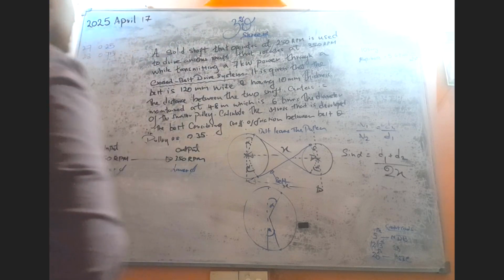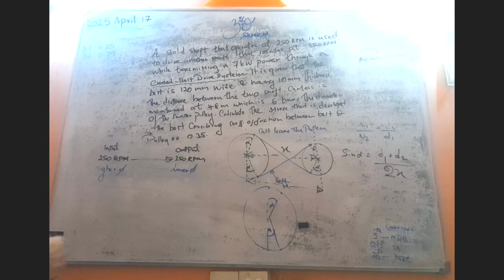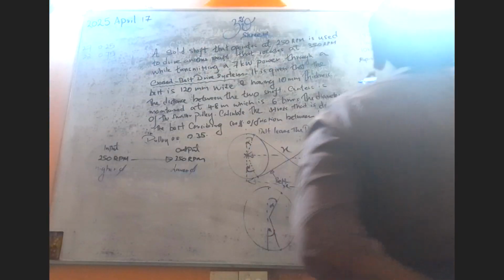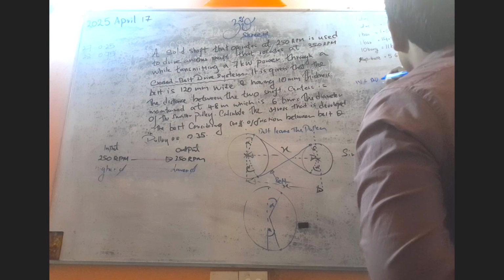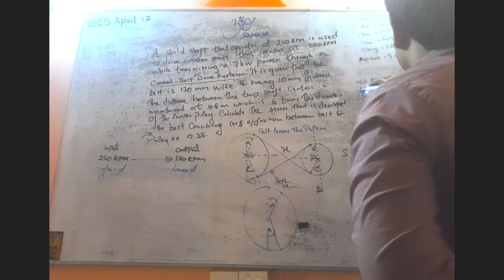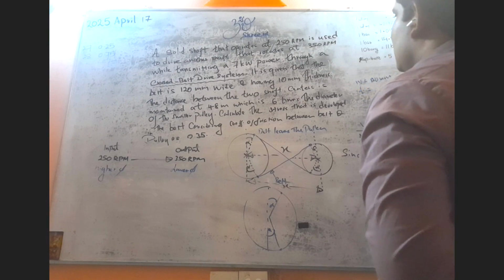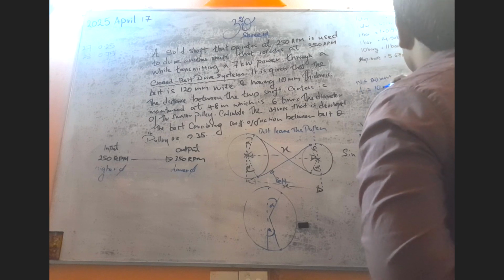It is given that the belt is 120 millimeter. What is the width of the belt? So I will write all the given parameters. The width of the belt, W equals 120 mm. What is the thickness? Simple T. That will be 10 millimeter.